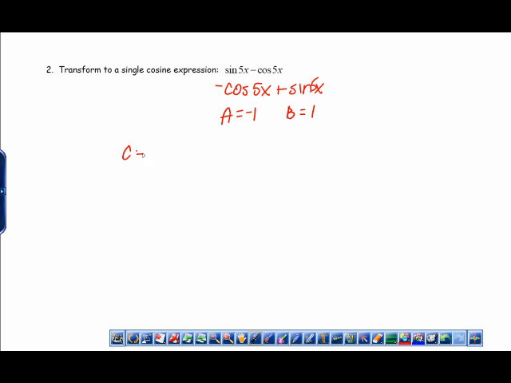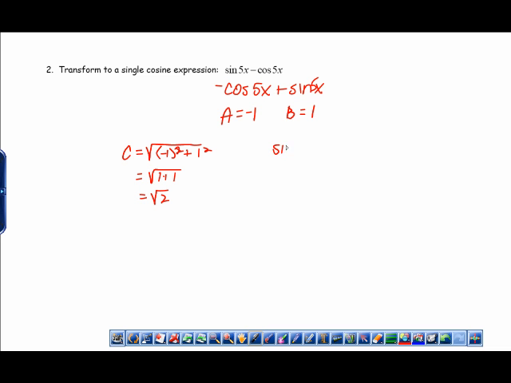Okay, so now let's find c. Remember that c is the square root of a squared, so -1 squared, plus b squared, so 1 squared. So that gives me square root of 1 plus 1, or square root of 2. Now that I know c, I can set up my two trig expressions to find d.